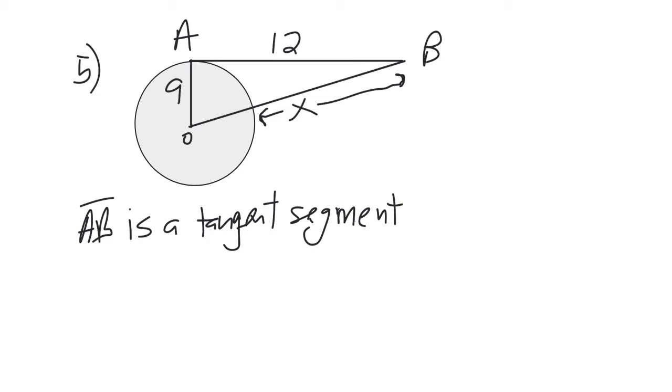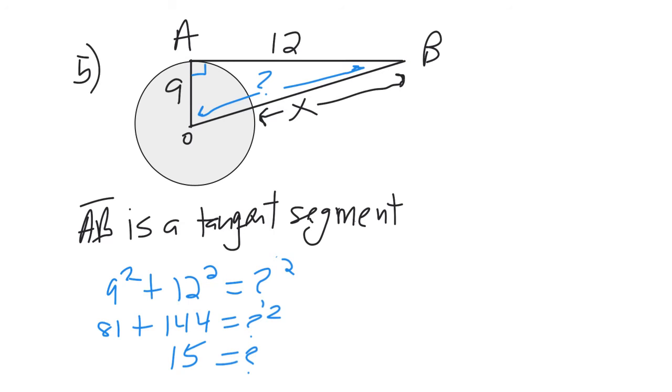In this problem, we are told that AB is a tangent segment, and we are given the radius of the circle, center O. Radius of the circle is 9, the tangent segment is 12, and we're trying to find this length right here, x, which is from the outside of the circle to B. The first thing that we can do is take this entire right triangle, the whole right triangle, and do the Pythagorean formula. A squared plus b squared equals this entire length squared, and we can see that the entire length must be 15.